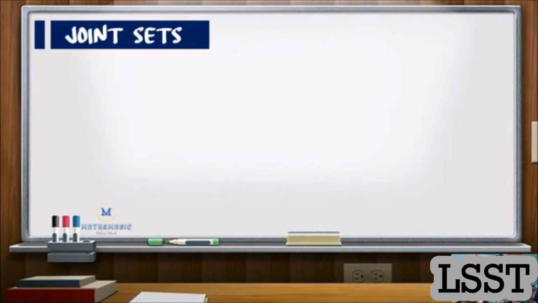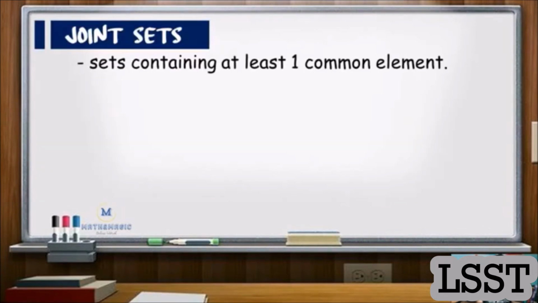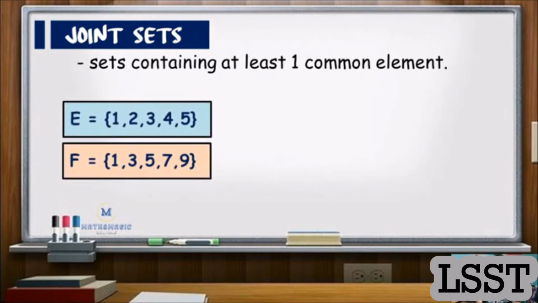Two sets are said to be joint if those sets contain at least one common element. Say for example we have sets F and E. These are examples of joint sets. Set E contains elements 1, 2, 3, 4, and 5, and set F contains elements 1, 3, 5, 7, and 9. Notice that 1, 3 and 5 are common to both sets.